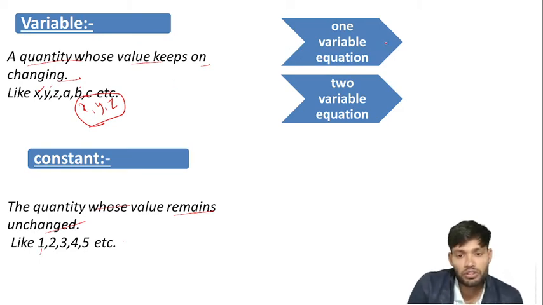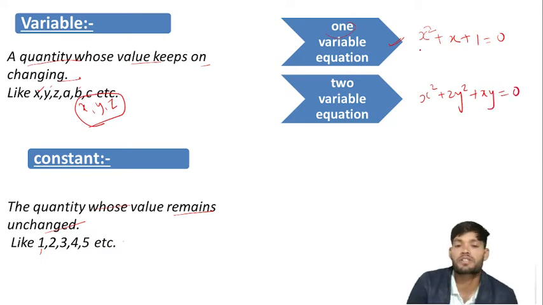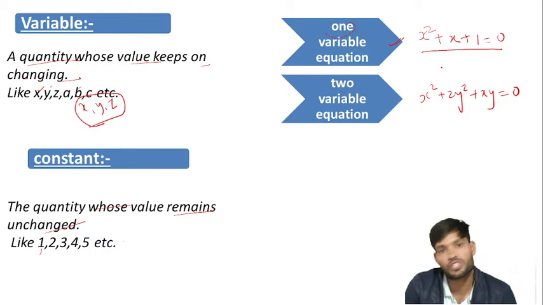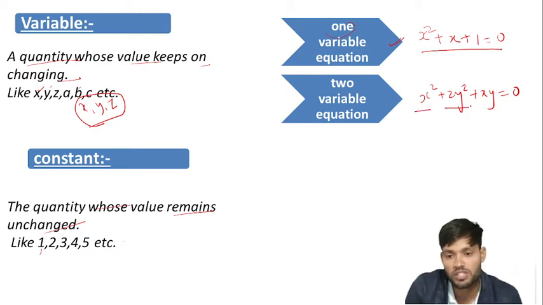Now there are also two different kinds of equation, the one variable equation and the two variable equation. What is a one variable equation and a two variable equation? See these equations: x square plus x plus 1 is equal to 0, and x square plus 2y square plus xy is equal to 0. The first one is x square plus x plus 1 equals 0, and the other one is x square plus 2y square plus xy equals 0.